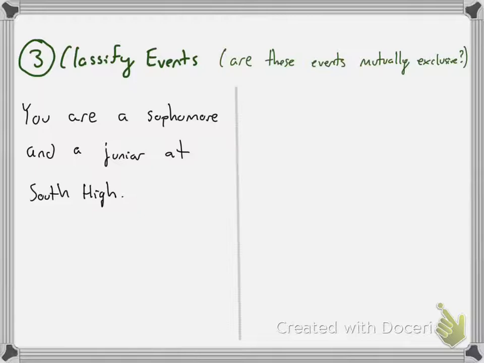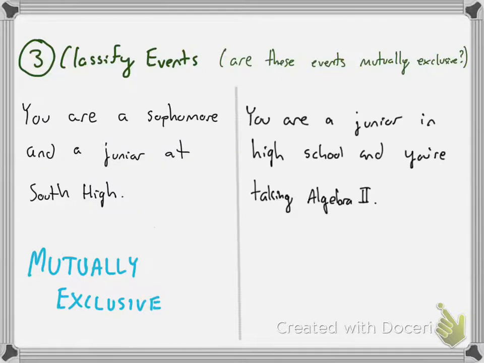In the first example, you're a sophomore and a junior in high school. So I want to ask myself, can both of those occur at the same time? Here I can clearly see I can't be a sophomore and a junior simultaneously, so these would be considered mutually exclusive outcomes or mutually exclusive events. On the other hand, what about you being a junior in high school and you taking Algebra 2?